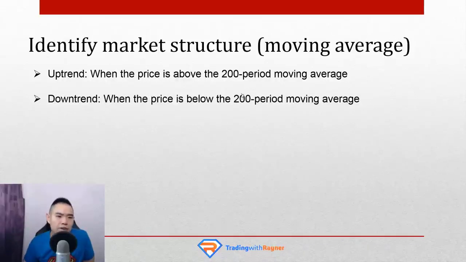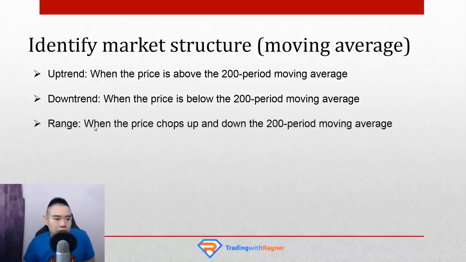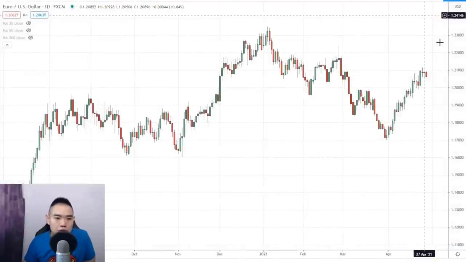Some of you might be wondering, hey, Rena, why 200-period moving average? Well, there's really nothing magical about this, but when we use 200, it will take into consideration 200 bars on your chart. So it will give you a long-term guideline as to whether this market is heading higher or lower. This is a way to help you define the long-term trend. And finally, the market is in a range when the price chops up and down around the 200-period moving average. So let me just show you.